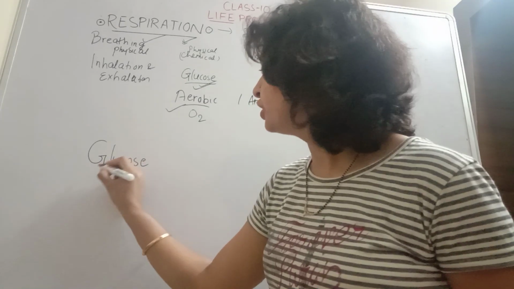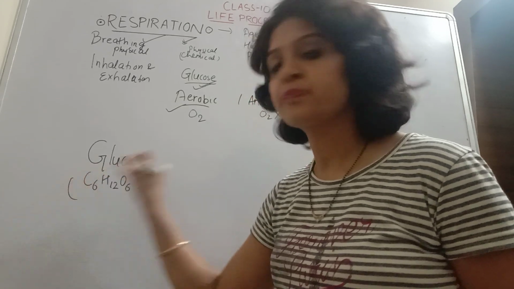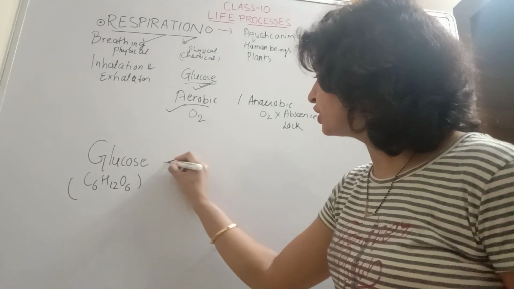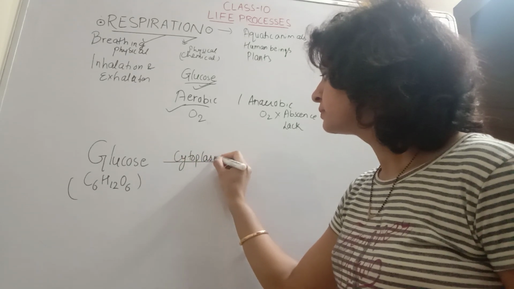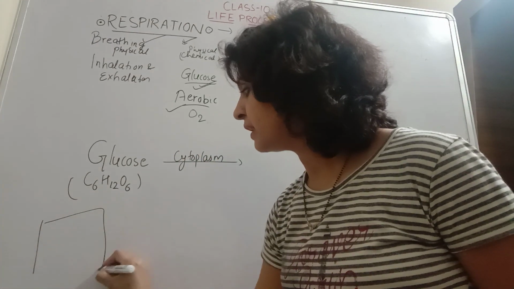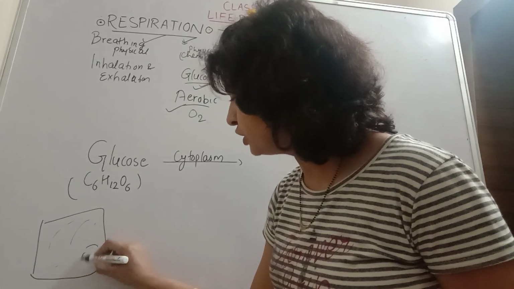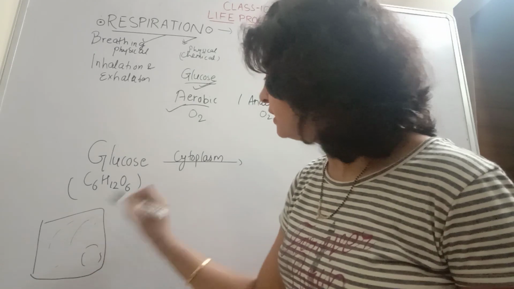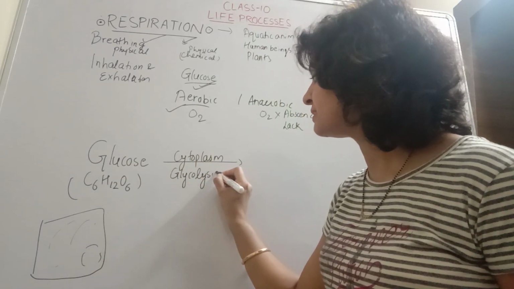This glucose molecule is a C6H12O6 molecule. This glucose molecule is in the cell cytoplasm. If I talk of a cell, this is a cell. Now this is the cytoplasmic area, the nucleus, you know. Now in this cytoplasm, there occurs a process known as glycolysis.